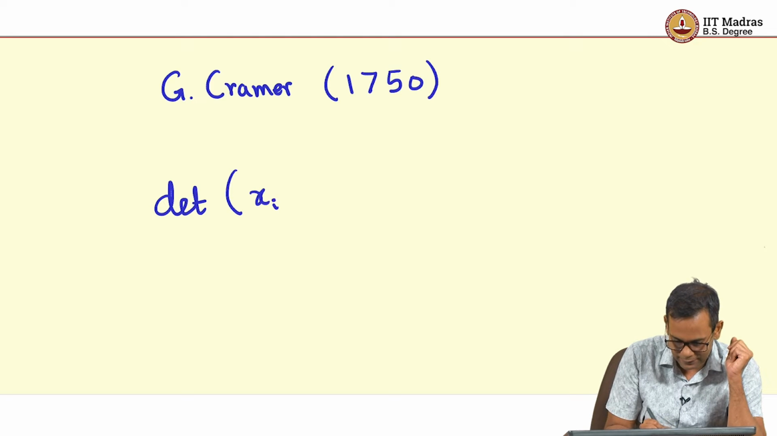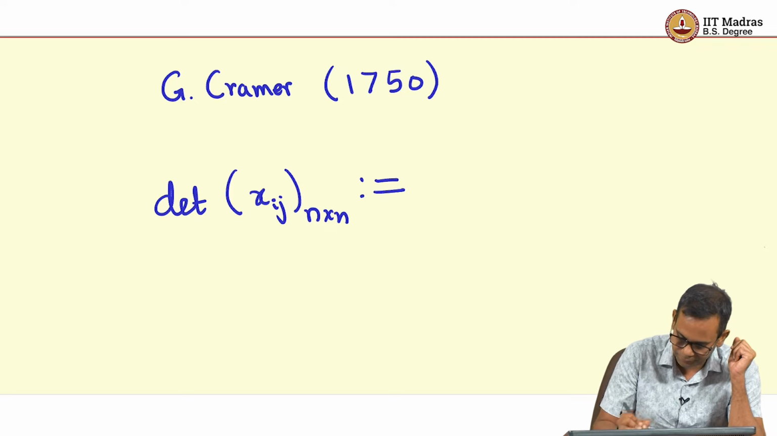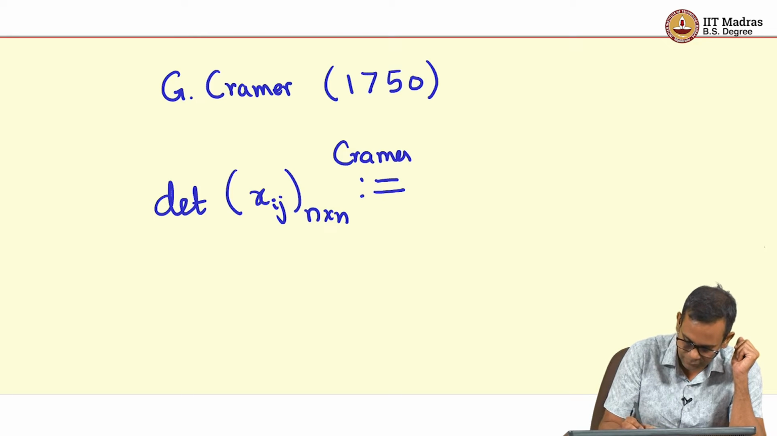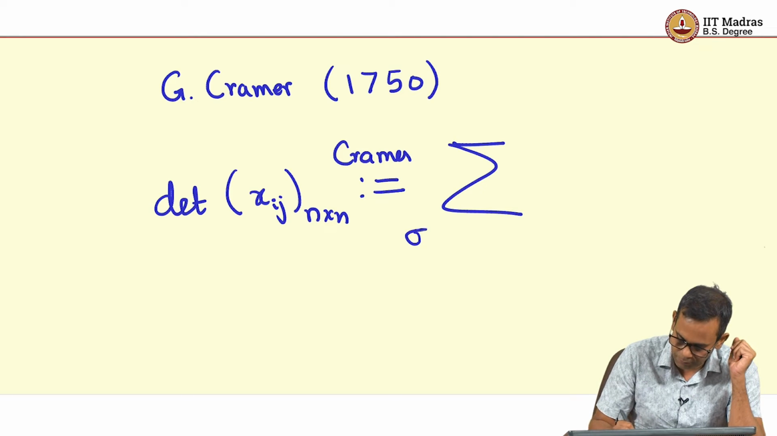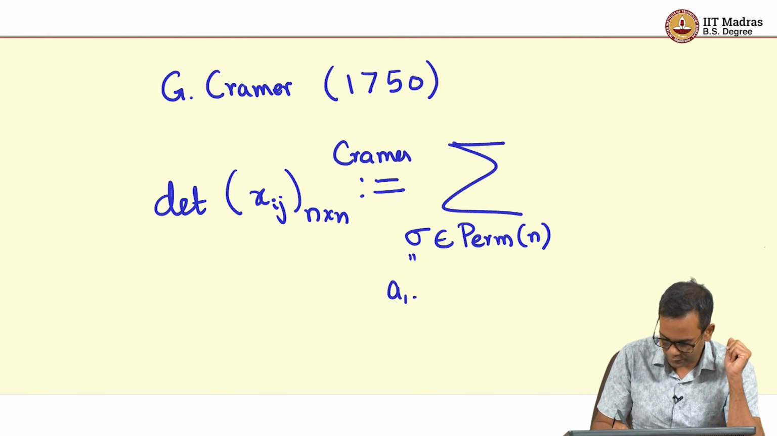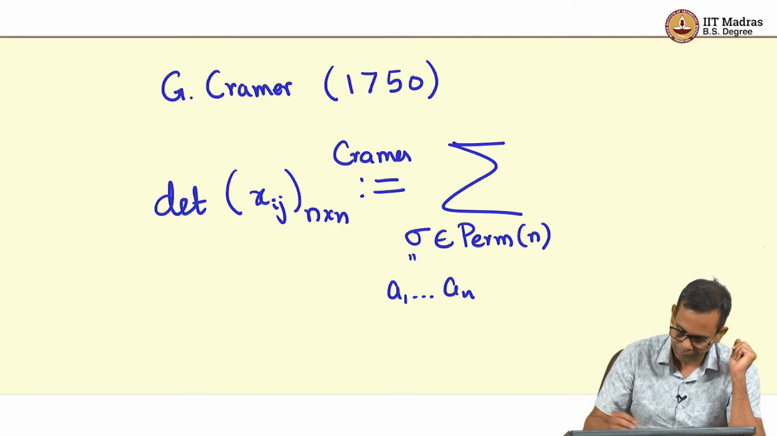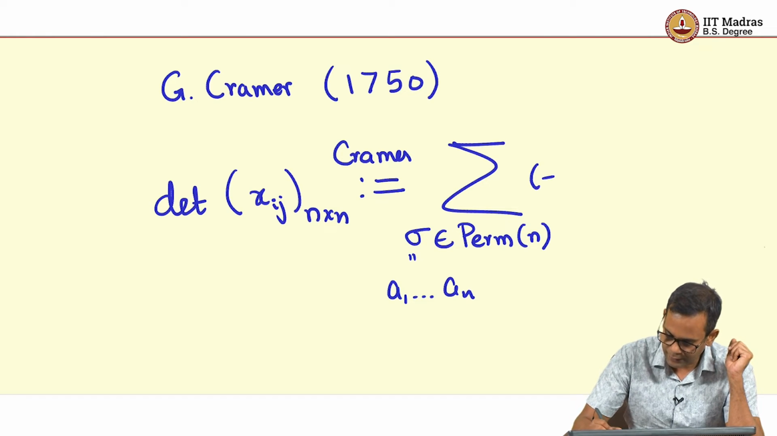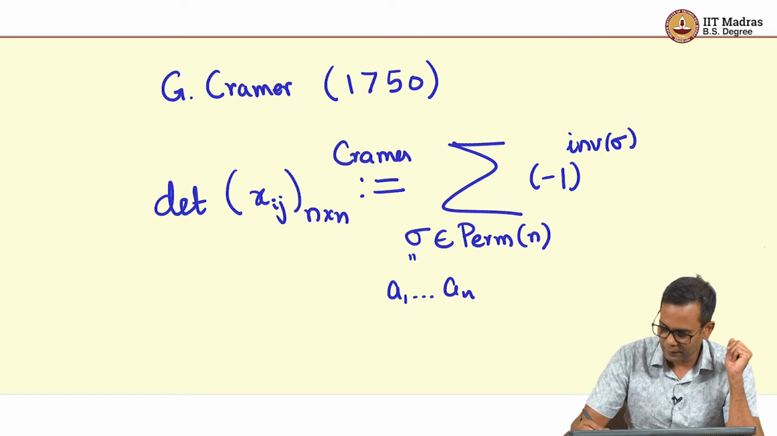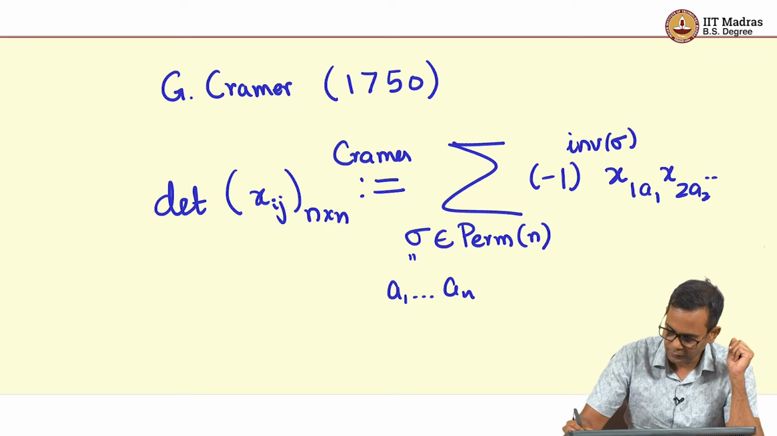Let us say it is x_ij, an n by n matrix. He defined it to be the sum over all permutations. Let us say sigma is a1, a2, ..., an, then it is just (-1) raised to the number of inversions of sigma, times x_{1,a1}, x_{2,a2}, ..., x_{n,an}.